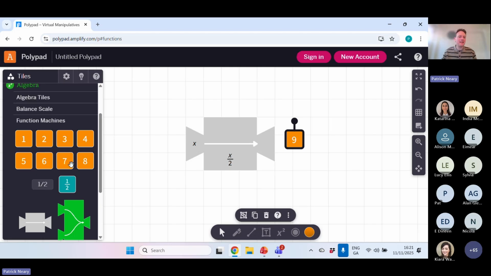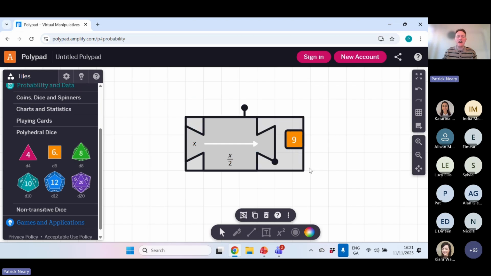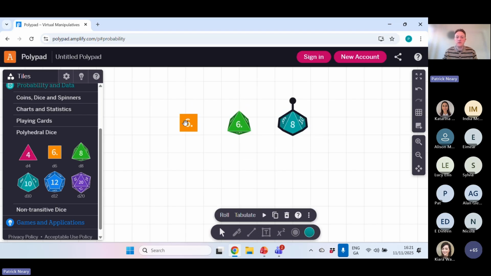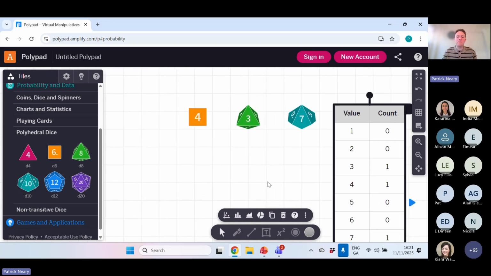Very finally then, just 2 kind of bonus things to look at is our dice. So we have our 6-sided, 8-sided, 10-sided. They're all here for you. So might be useful sometimes in certain games you're playing with your class or activities you're doing. You can also tabulate them if you're doing something with probability.